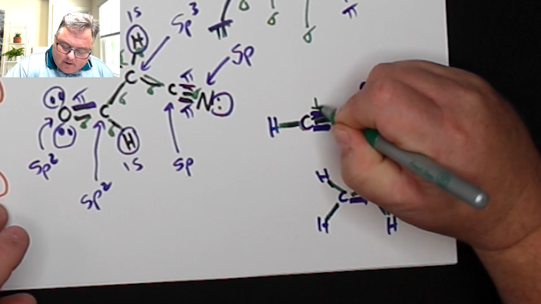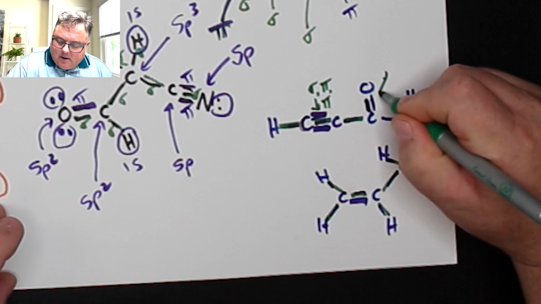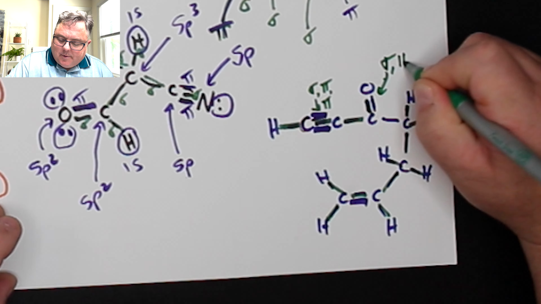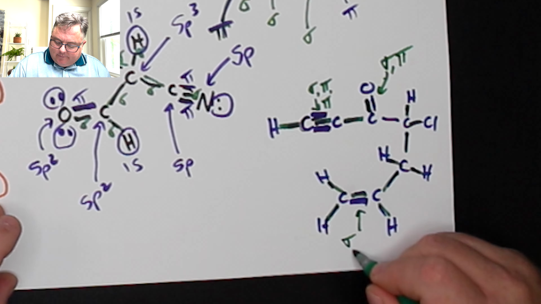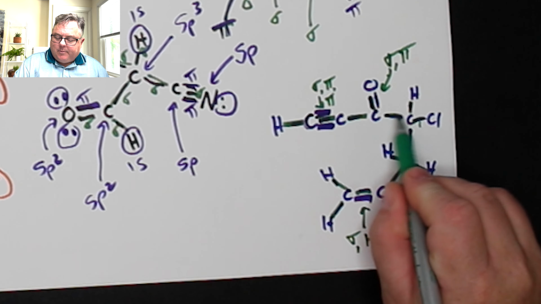So I have a sigma, a pi, and a pi. Here I have a sigma and a pi. Here I have a sigma and a pi. Everything else, all these other single bonds, are sigma bonds. So I hope that makes sense.